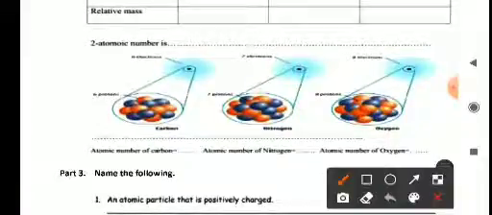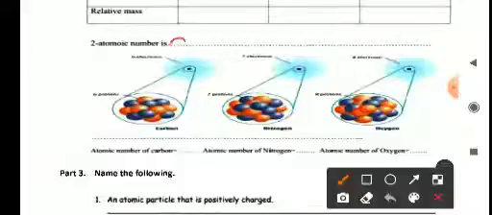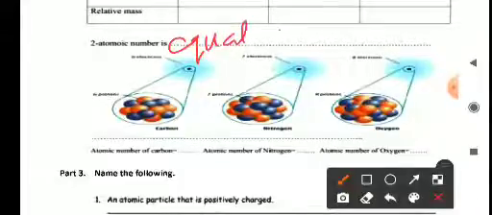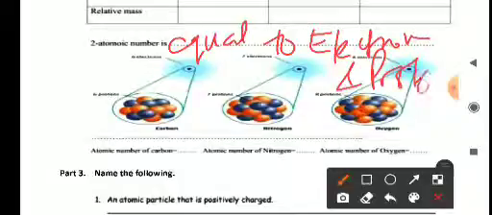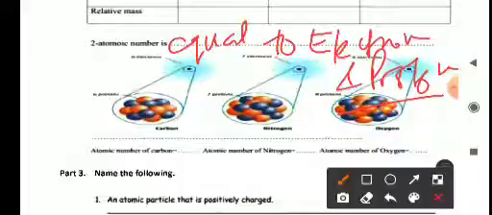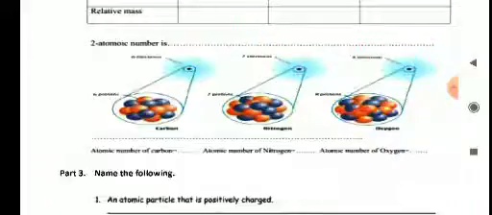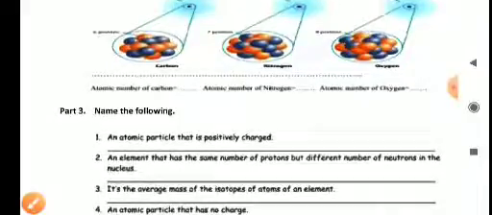Now atomic number. The atomic number is equal to the number of electrons and protons. So for an atom, the atomic number will always be equal to the number of electrons or the number of protons.